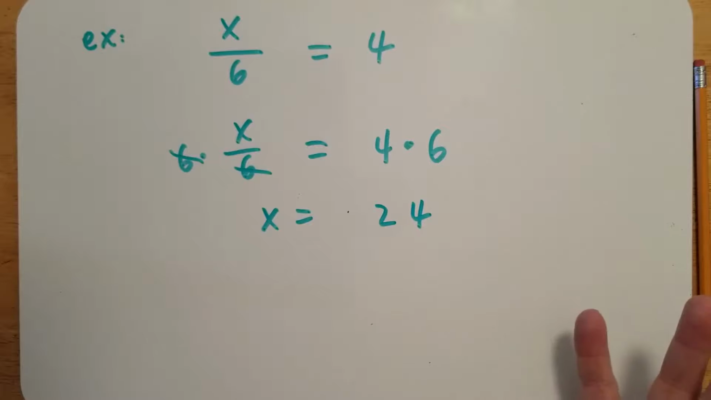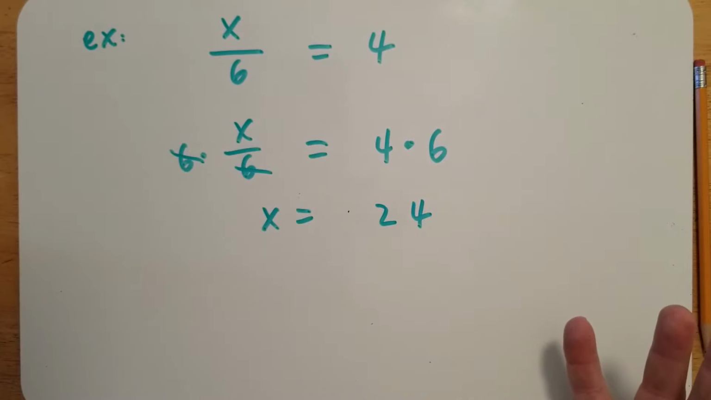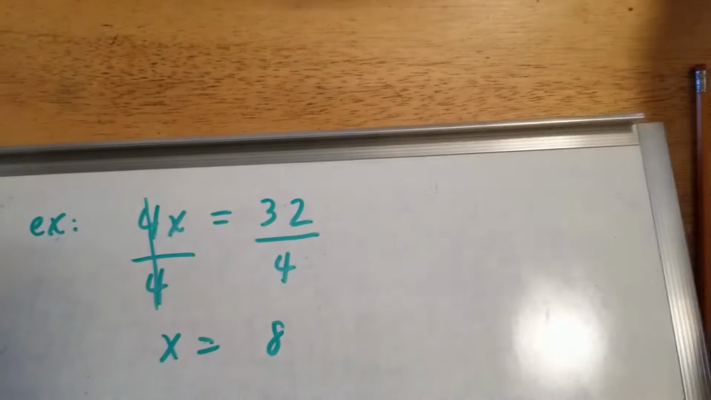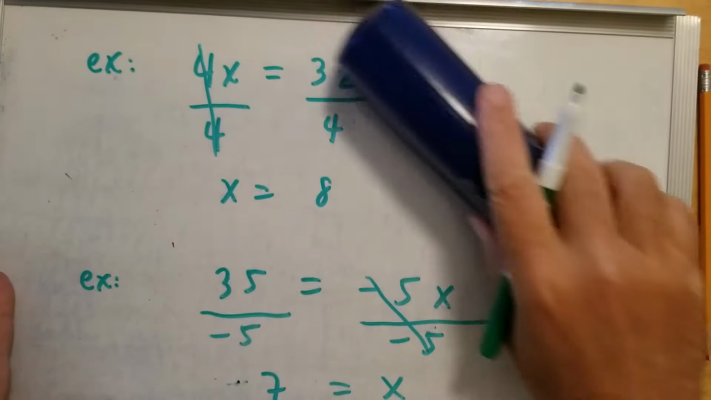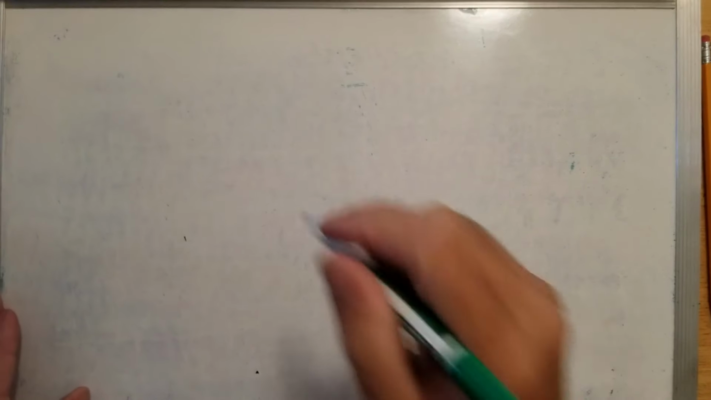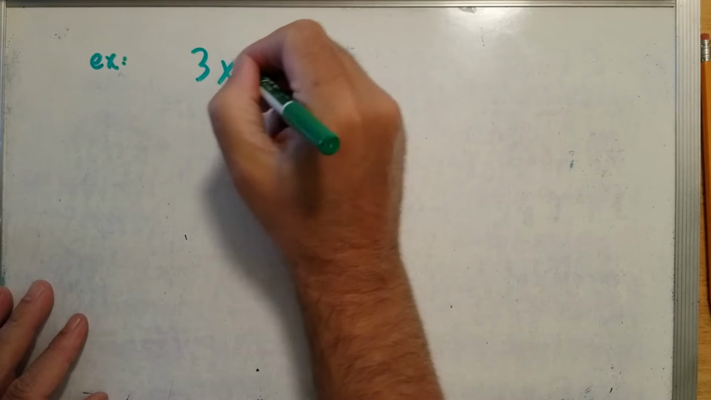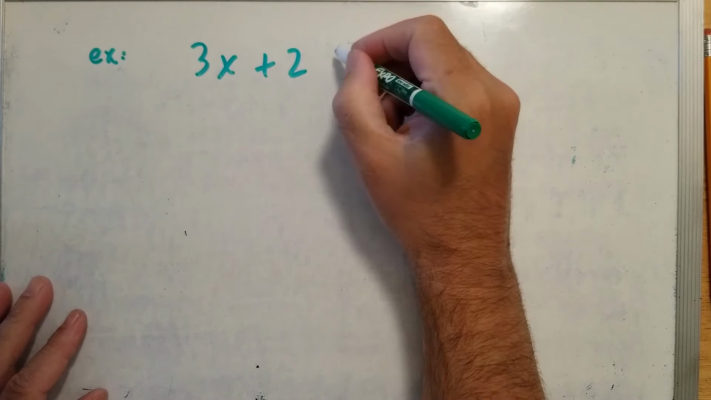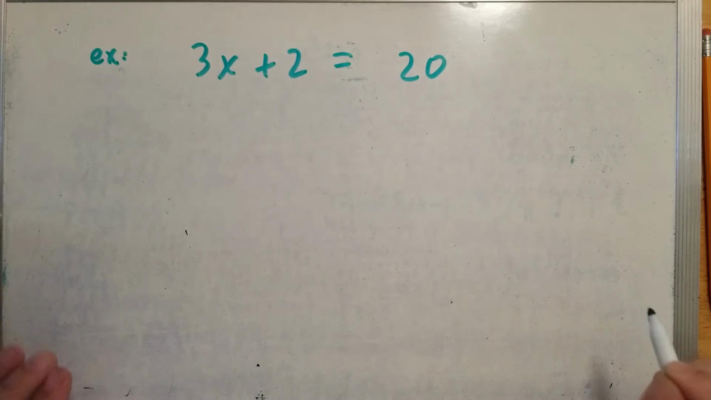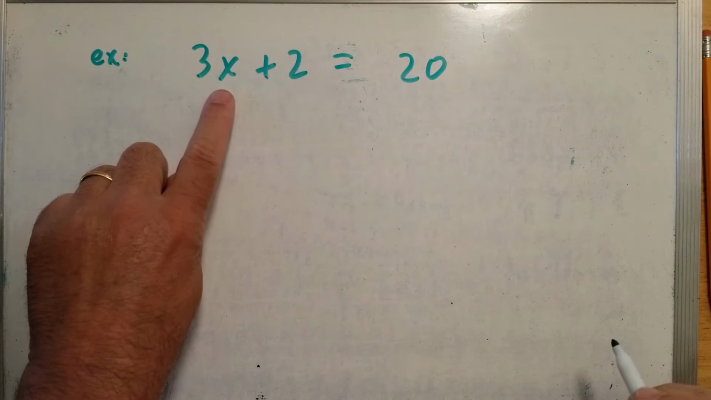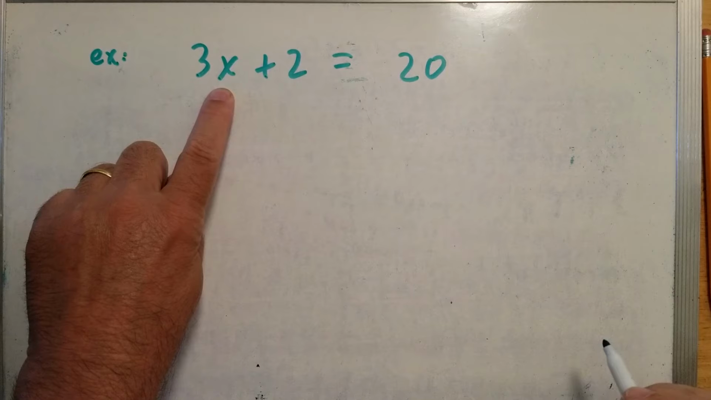Now, every equation that we did so far required one step to solve it. Sometimes you have to do 2 steps to solve an equation. I'm going to give a couple of examples like that. So here's an example. It says 3x plus 2 equals 20. So in this example, there's the 3, which is multiplying x, which is the coefficient.